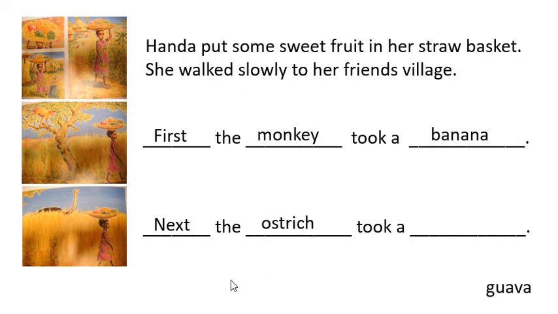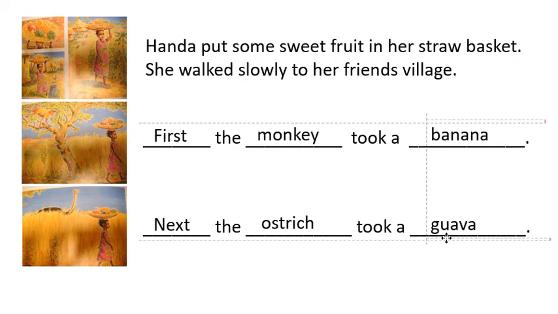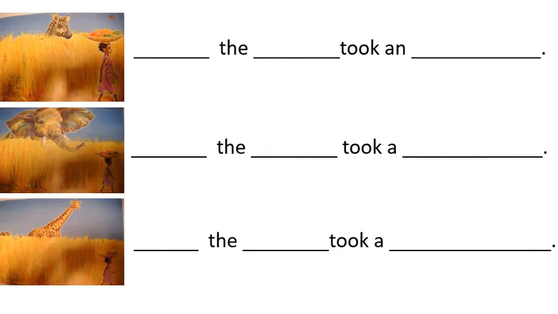Let's have a read of my sentence, check it makes sense. Next, the ostrich took a... and the fruit was a guava. So I'm going to put the word guava at the end there and have another read of my sentence. Next, the ostrich took a guava. I have a capital letter, I have finger spaces all the way through my sentence, and I've got a full stop. I've used the time connective, I've named the animal, and I've named the fruit. Good sentences. Now on your Purple Mash you will see these pictures, and these carry the story on.